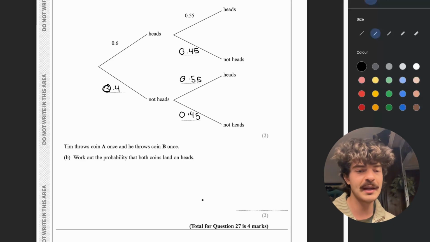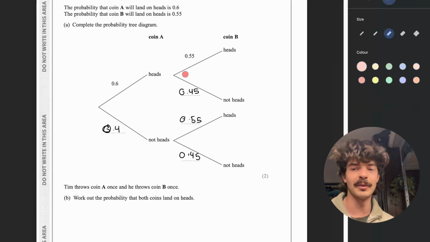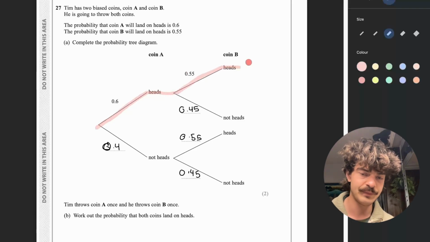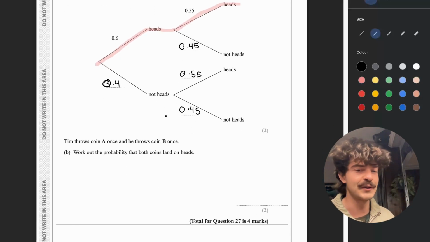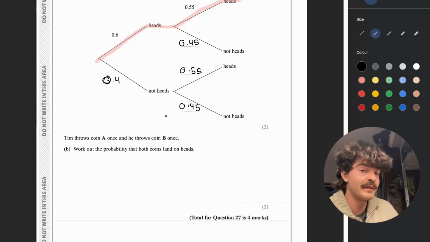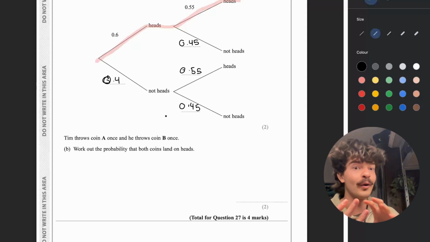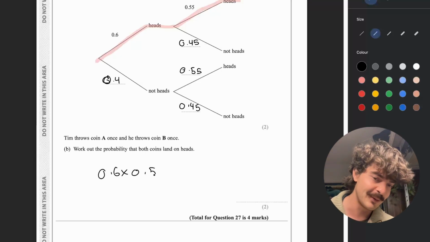So Tim throws coin A once and he throws coin B once. Work out the probability that both coins land on heads. And this is why the probability tree is useful. We follow the things that we want. Here we go. And think about it like this, right? We're following this story of it landing on heads once, which had a 0.6 chance of happening, and then we want it to land on heads again. We want 0.55 of the 0.6. In other words, we want to do 0.6 times 0.55.